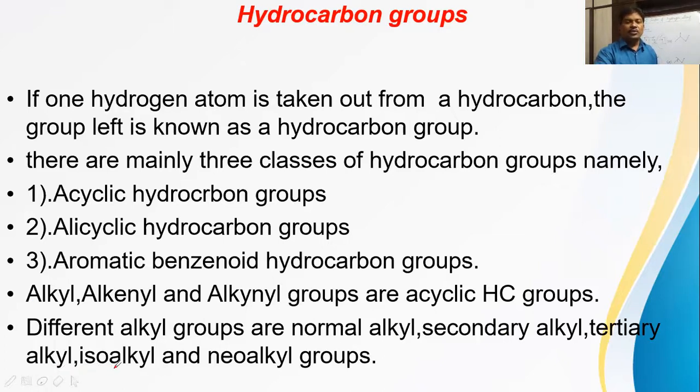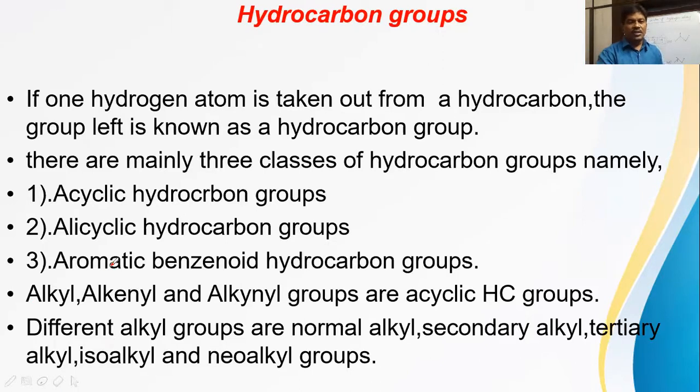And the next one is iso-alkyl group. We discussed isopentane. And the next one is what? Neo-alkyl group. Neo-alkyl group means what here? From neo-alkane, one hydrogen is removed. From iso-alkane, if you remove hydrogen, that is called iso-alkyl group. So iso-alkyl group, neo-alkyl group. So these are different types of alkyl groups.